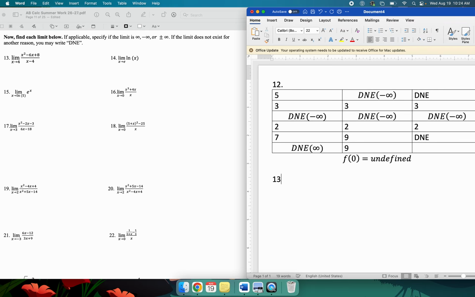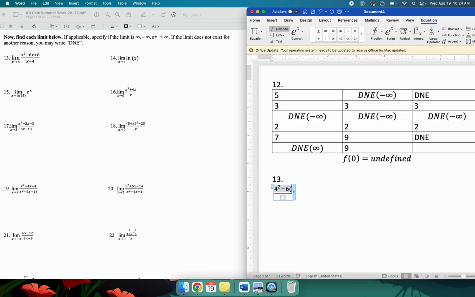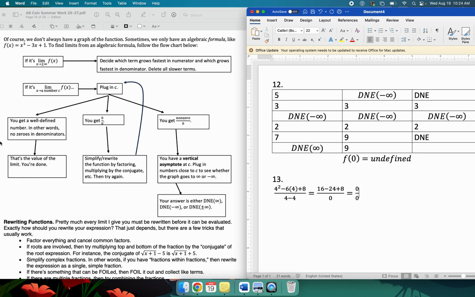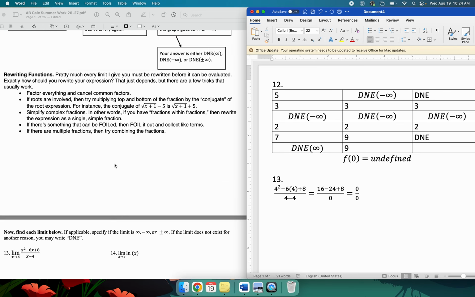Okay, so with that explanation, 13. So I'm looking at this guy right here. First step, what do? I plug in c. So I plug in 4 into this function. If I plug in 4, I get 4 squared minus 6 times 4 plus 8 over 4 minus 4. So that's 16 minus 24 plus 8 over 0. I think that's 0/0. In my flowchart, what does that mean? If I get 0/0, that means I need to simplify and try again.